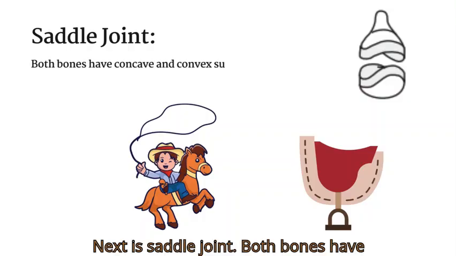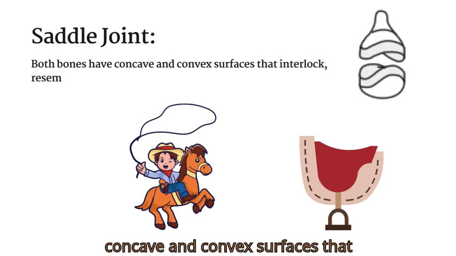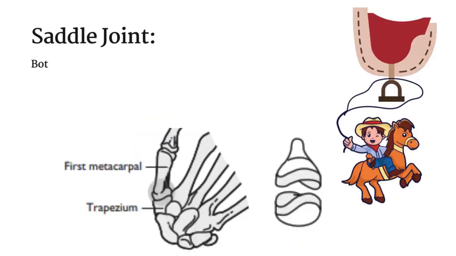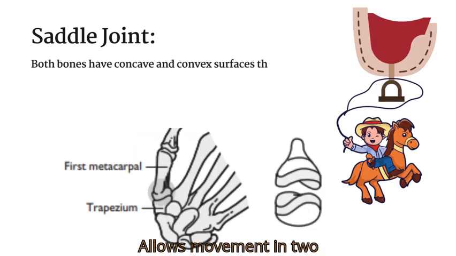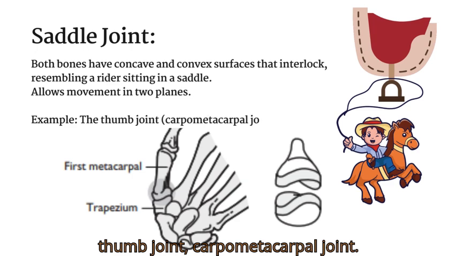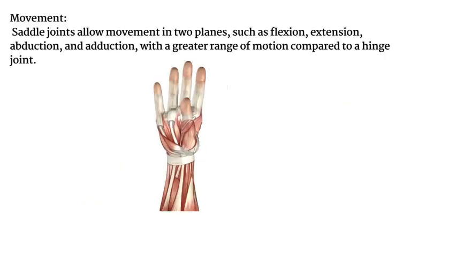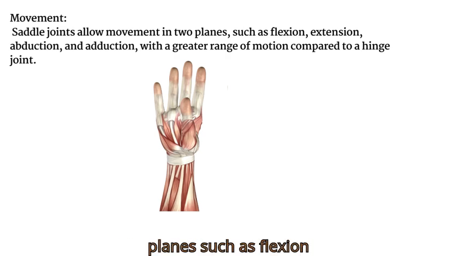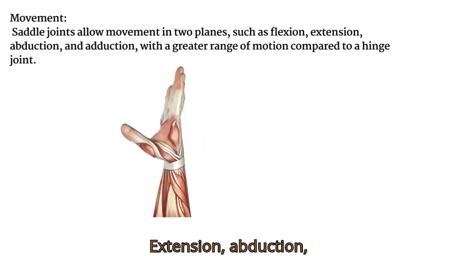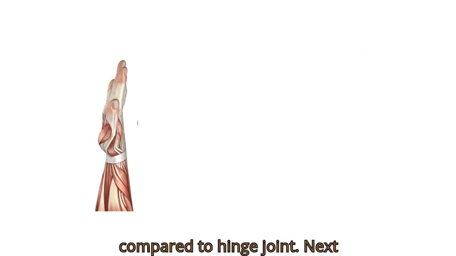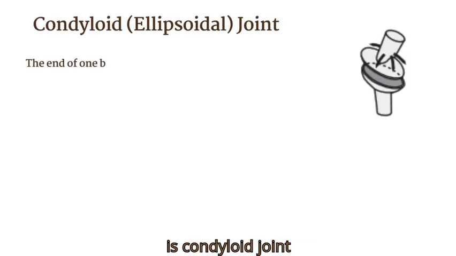Next is saddle joint. Both bones have concave and convex surfaces that interlock, resembling a rider sitting in a saddle. It allows movement in two planes. For example, thumb joint, carpometacarpal joint. Saddle joint allows movement in two planes, such as flexion, extension, abduction, adduction, with greater range of motion compared to hinge joint.